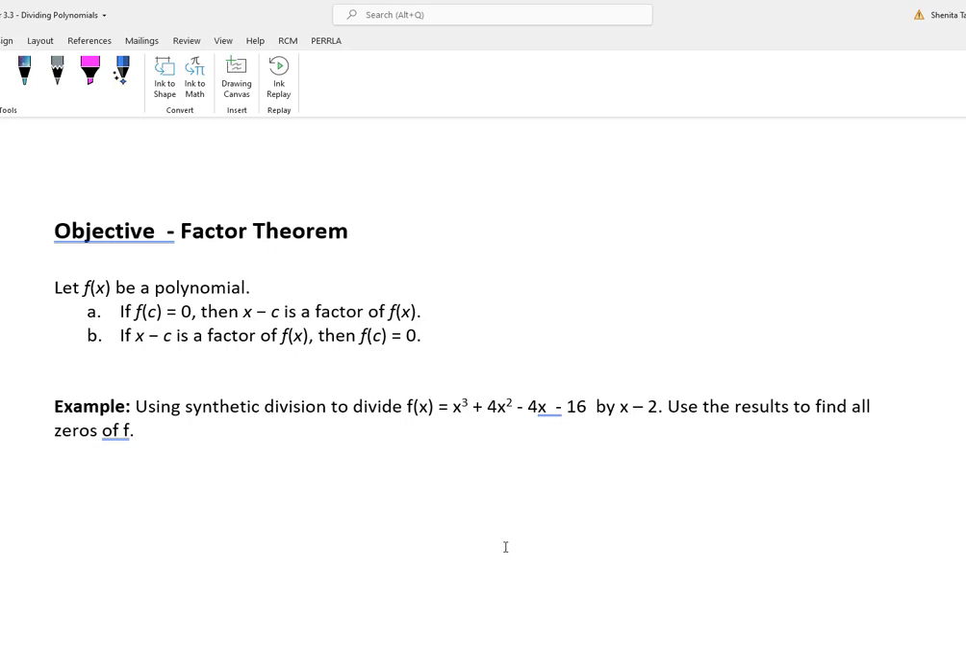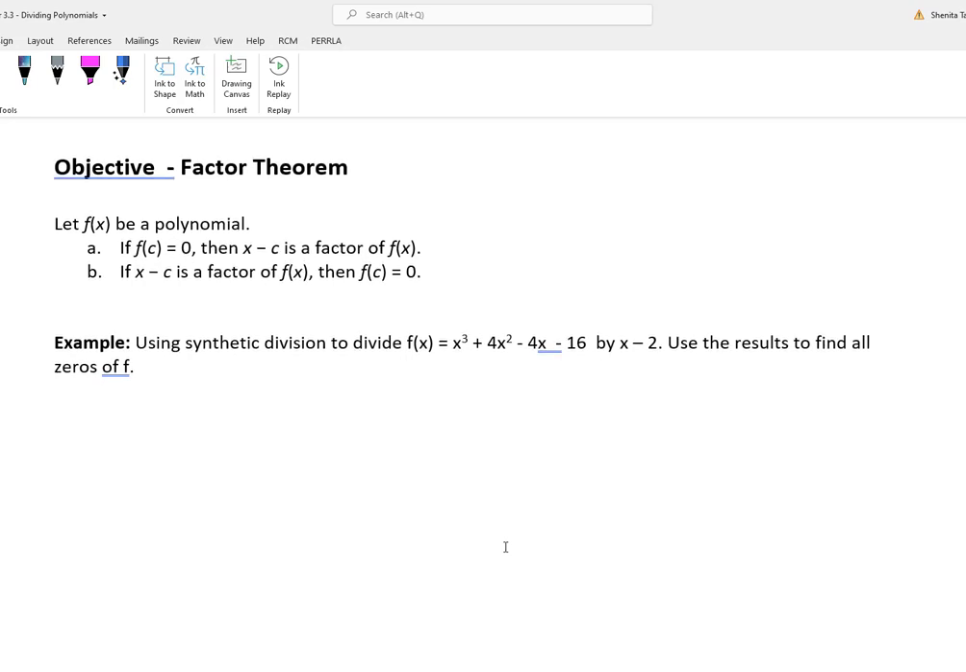So we're going to use synthetic division to divide f of x is equal to x cubed plus 4x squared minus 4x minus 16 by x minus 2. We're going to use the results to find all the zeros of f. So remember when we talked about zeros, that means all the x-intercepts. Alright, so let's go ahead and divide this out. We're going to divide by 2, and my coefficients are 1, 4, negative 4, and negative 16.